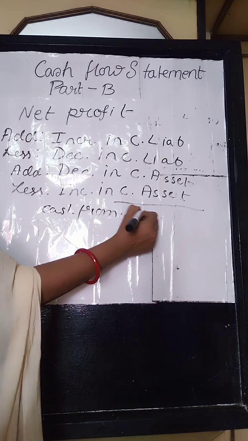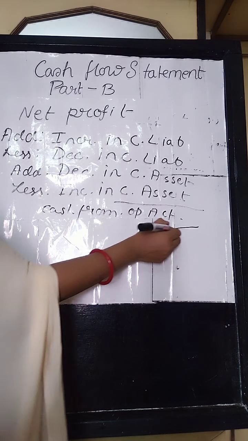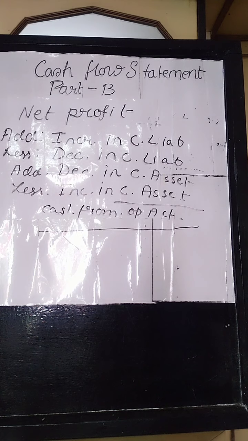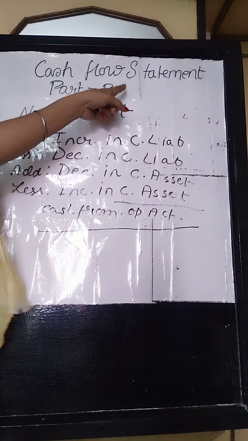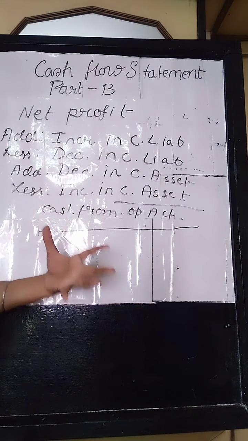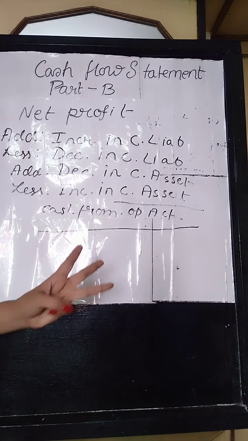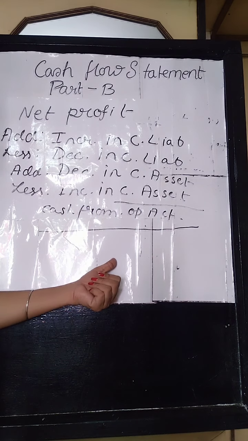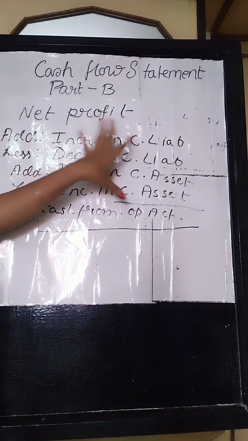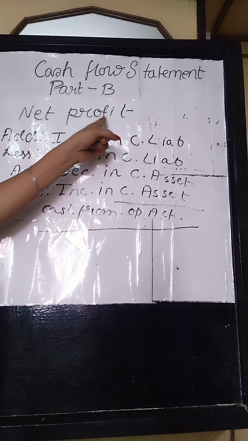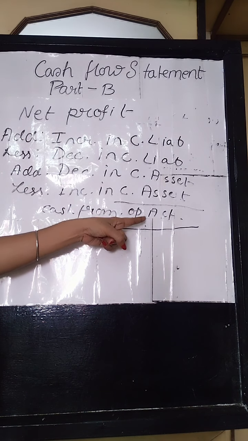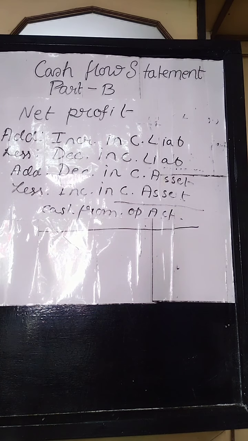Thus we will get the cash from operating activities. I told you the cash flow statement is all about finding the cash inflow and outflow from three activities: operating, investing, and financing. Now we have completed the operating activities. In this way, doing the add-back calculation with the net profit during the year, we will get the cash from operating activities. That is, the first part of the cash flow statement is completed.